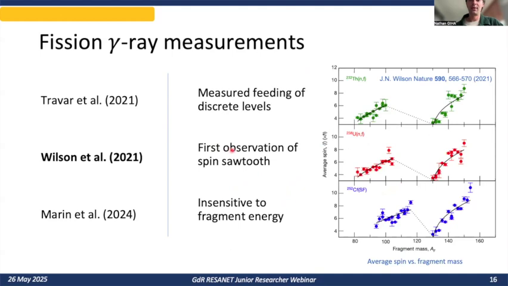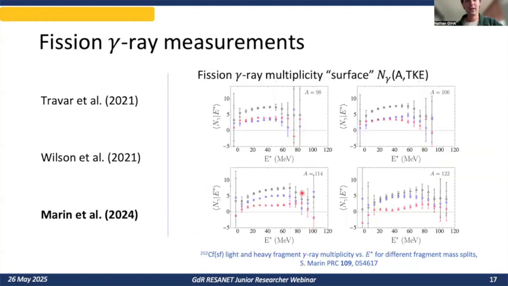In the same year, the spin sawtooth in fission was measured for the first time. And in this case, it was exploiting gamma ray spectroscopy to actually find which levels of the fission fragments were being populated post-statistical emission. But this experiment did not have any sensitivity to the fragment energy like Chavar's did. And then this experiment that was published in 2024, it was kind of like Chavar's, but it was unifying these two separate results of the multiplicity as a function of mass and energy. Now it's a surface differentiated with respect to both variables at the same time of the gamma ray multiplicity. And I'll point out a little bit later some interesting things that might come from that.